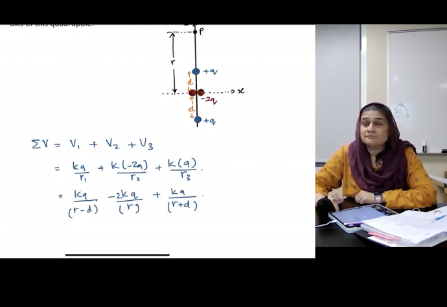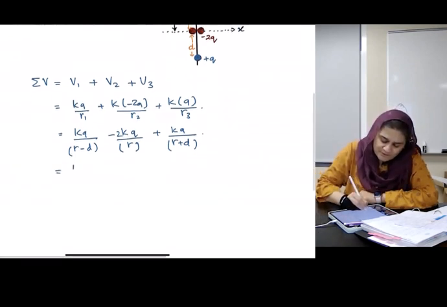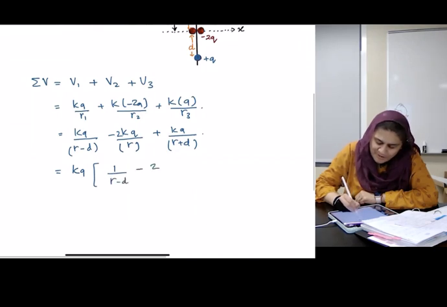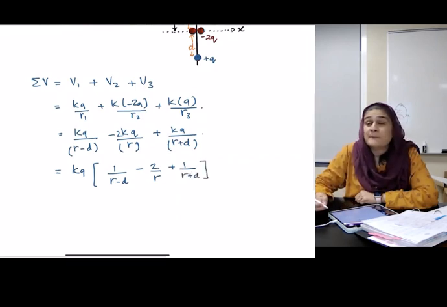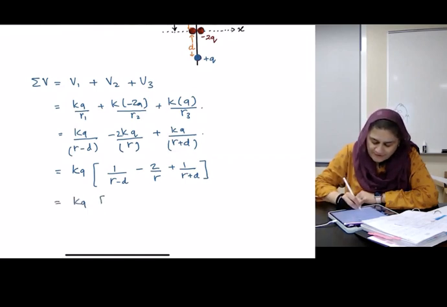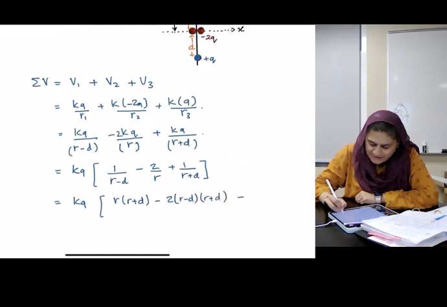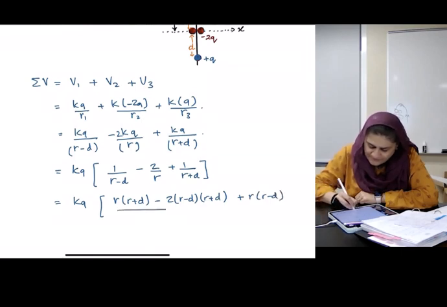So far, so good? Taking common out, KQ, 1 over R minus D, minus 2 over R, plus 1 over R plus D. Taking the LCM, KQ, R plus D, minus 2, R minus D, R plus D, plus R minus D, divided by R minus D, R plus D.